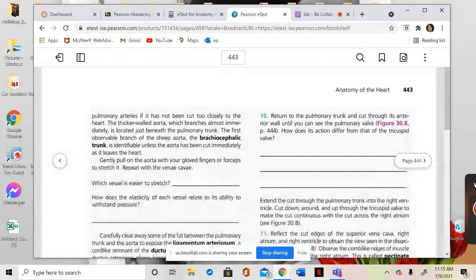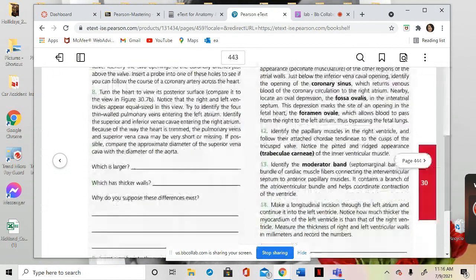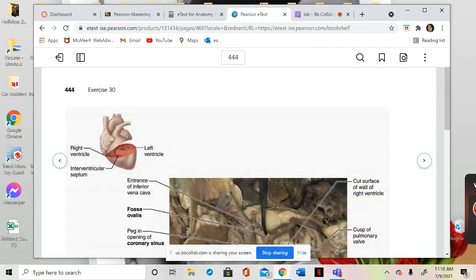I really want you to read the lab, and at the same time get familiar with the gross anatomy of the human heart, of the heart in general, and it's very well explained in the lectures. So please listen to the lectures.